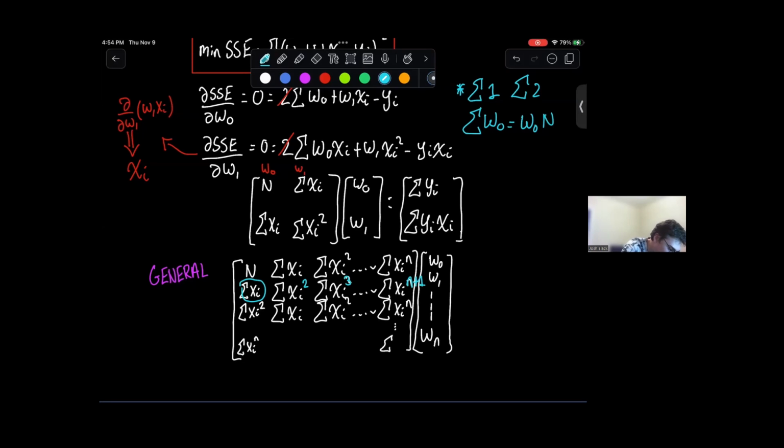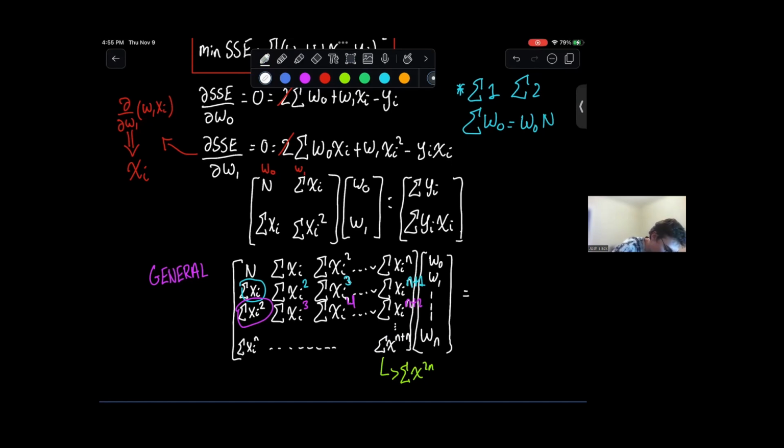Let's do the same thing for this row. We'll multiply everything by xi squared. We get xi cubed, xi to the 4th, xi to the n plus 2. When we get to the very end, we end up getting all of that stuff. At the very end, we get x to the n plus n. Wouldn't you know, also the sum of x to the 2n.